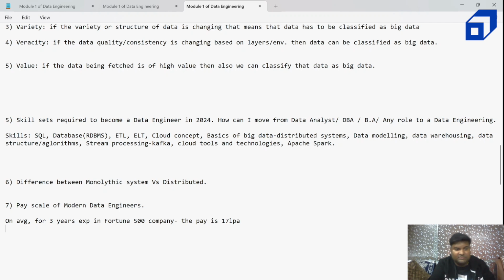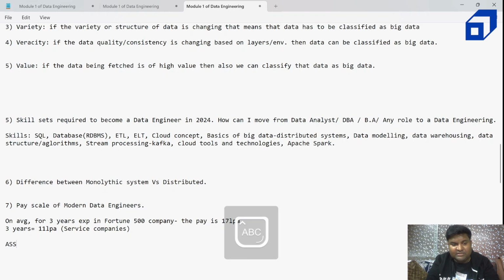But again, if it's a service company, for 3 years of experience it is around 11 LPA. Basically, these are for service companies. I'm talking about 3 years of experience. So the more the experience, the more the pay. It again differs from company to company, the brand or the rank or which designation you're going for. For data engineers, there's a proper designation also.